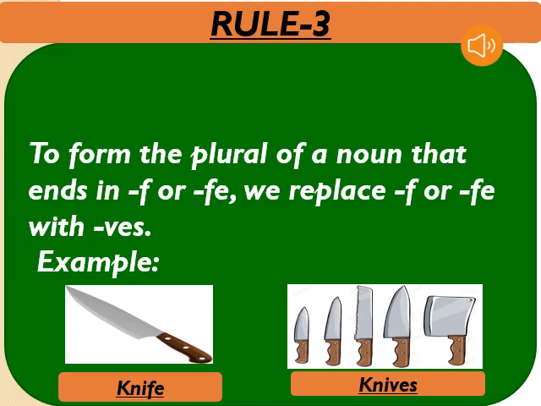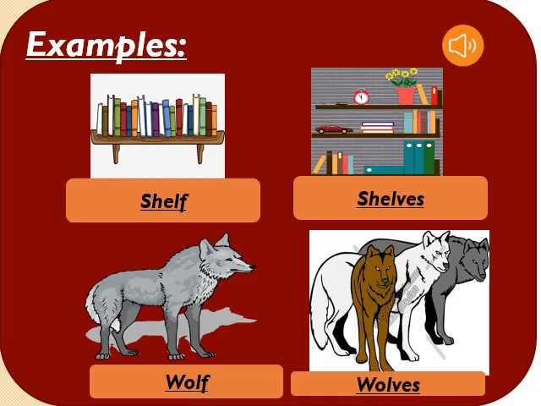Repeat after me: knife, knives. Let us see some more examples which are following rule number 3, that is replacing f or fe with ves. Suppose shelf turns into shelves. So the singular form is shelf, means one shelf, and the plural form is shelves, means more than one shelf.